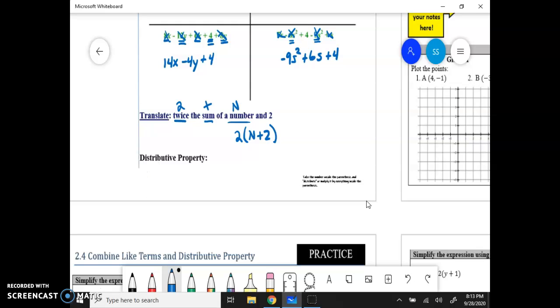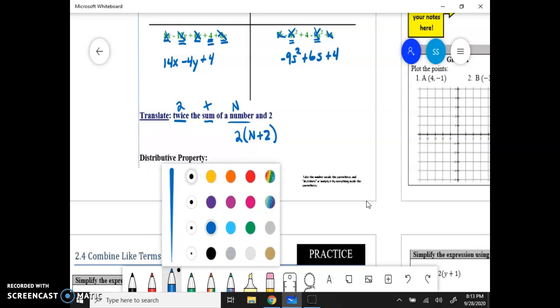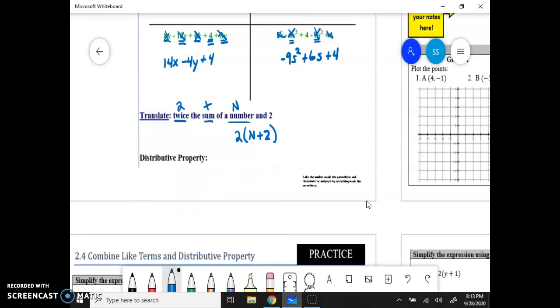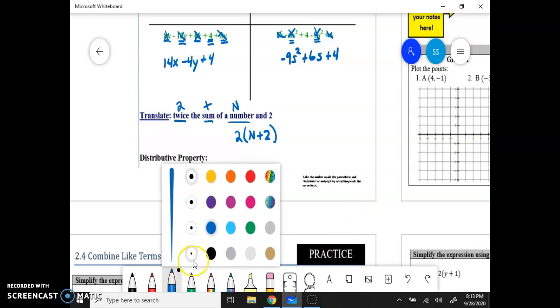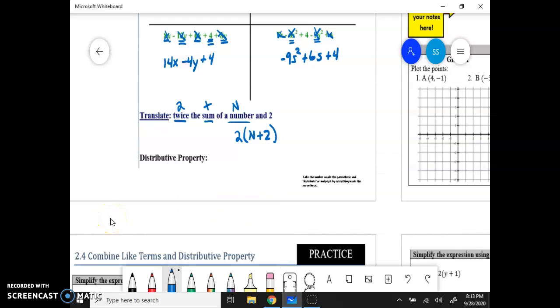Let's get this a little smaller. Alright, if we have something like 2 times 1 plus 5, right? GEMDAS would tell us that we need to do what's inside the grouping symbols first, and then we would multiply. And we can do that, right? 1 plus 5 is 6, and 2 times 6 is 12.